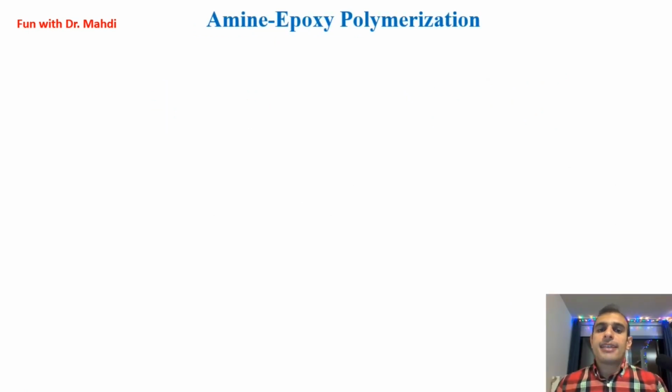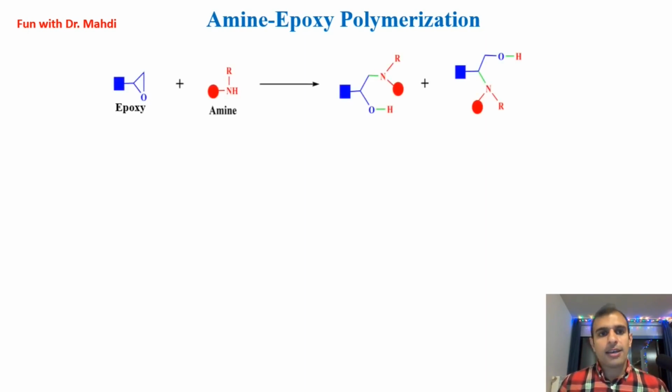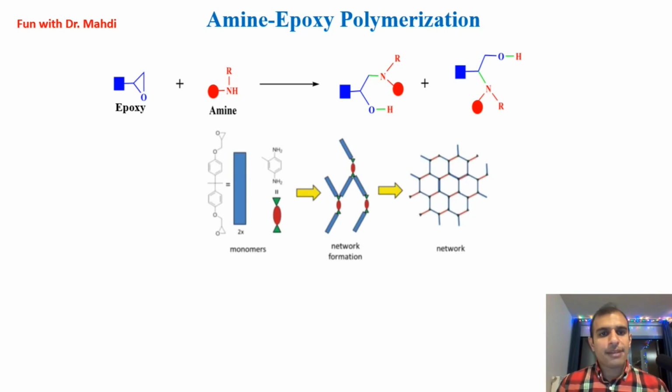Amine epoxy is another type of chemical reaction that can be used for polymerization. It's a reaction between epoxy and amine, and again we can call it ring opening, because after this type of chemical reaction we don't have the ring anymore. I would like to give you an example for this type of polymerization. For example, on the surface of this monomer we have 2 epoxy groups, and again here you can see on the surface of this monomer we have 2 amine groups, and after polymerization we will have a polymer like this.